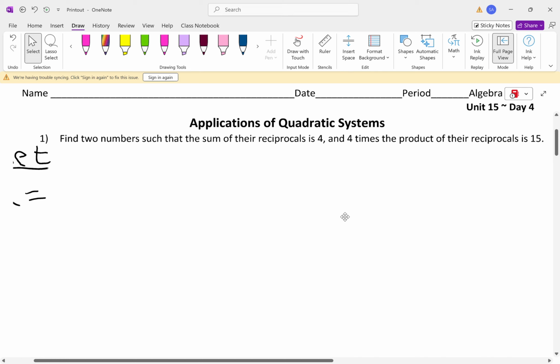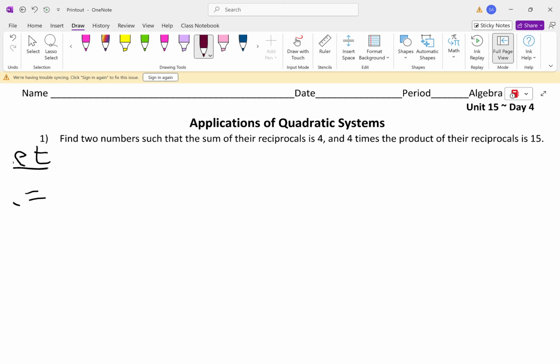All right, so what we want to do is go through and set up our equations. It says find two numbers such that the sum of their reciprocals is 4, and 4 times the product of their reciprocals is 15. So right here, all I know is it's saying find two different numbers. When they're asking for two different numbers, I'm going to use two different variables. So I'm going to let x equal the first number, and y will equal the second number.